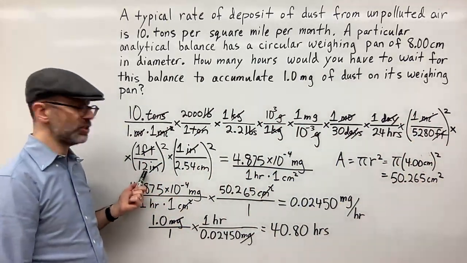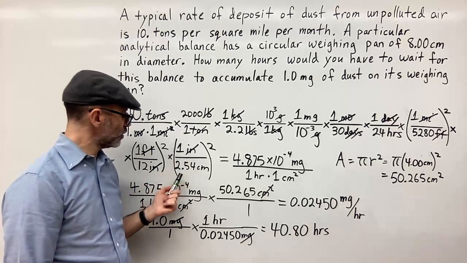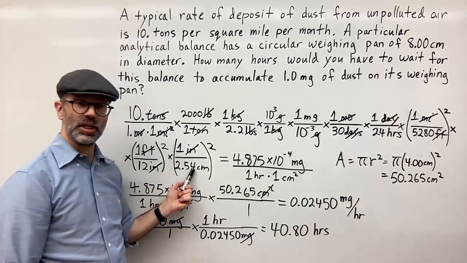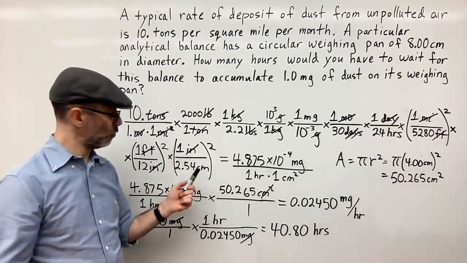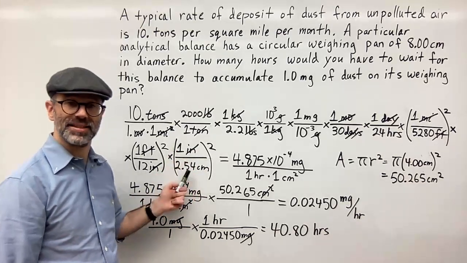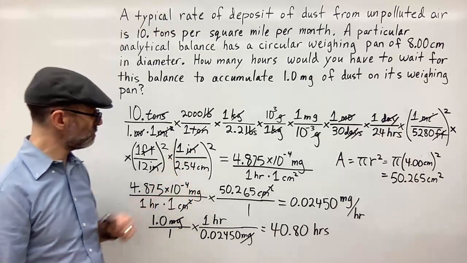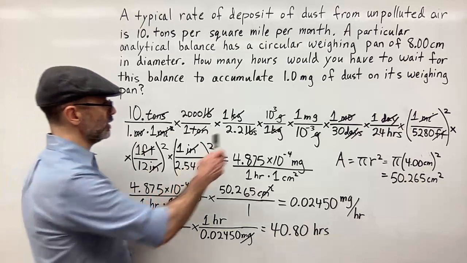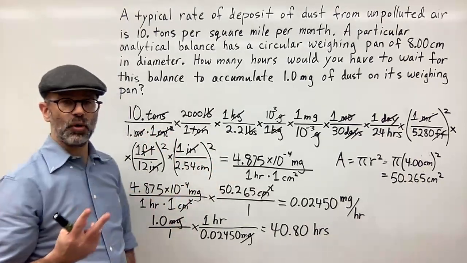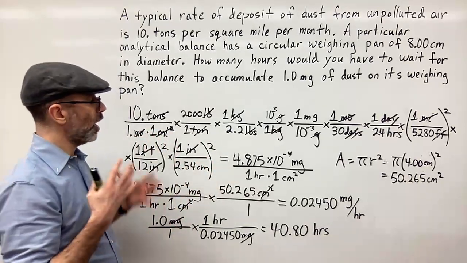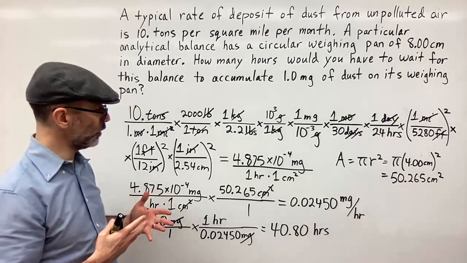1 foot is 12 inches. That's exact. 1 inch is 2.54 centimeters. If you didn't know that, that's exact too. That's true by definition. So we have this one and we have this one. They both have 2 sig figs. So our answer should have 2 sig figs.